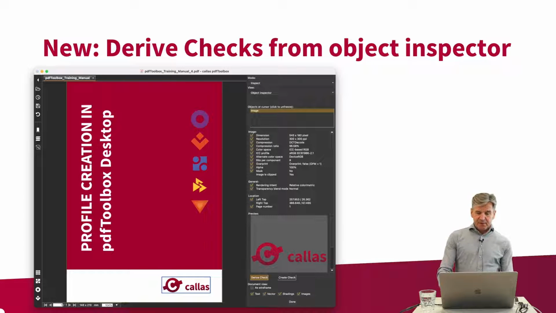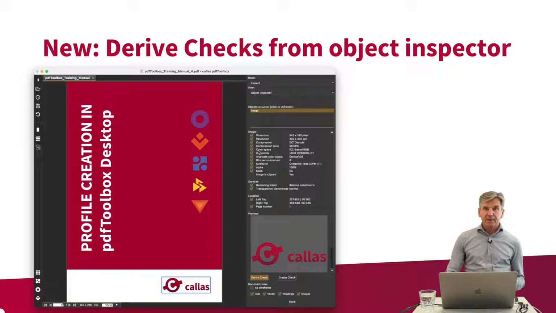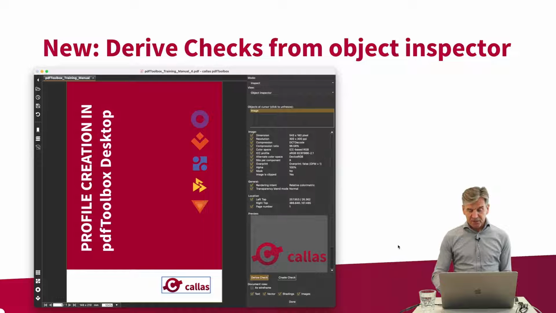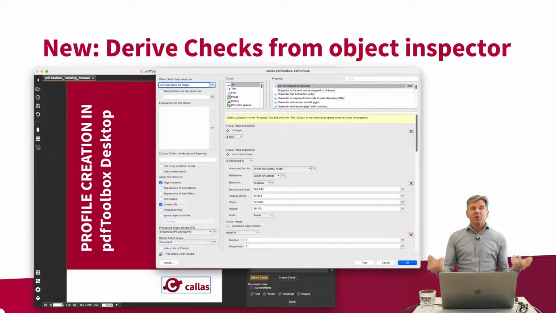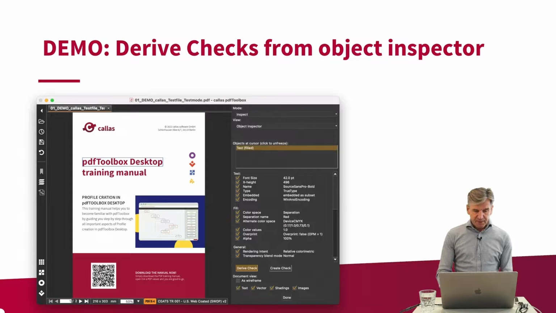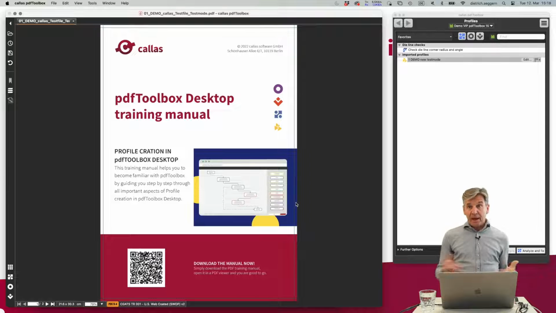When you click on derive check, a couple of checkboxes suddenly appear, and the create check button is enabled. So you can select properties of this object that you want to use in a check. If you then click on create check, it will create a new check for you with conditions for all the properties that you had selected. So let's have a look. And I really have to say, this turned out to be very, very powerful. We had this on the list, but we were surprised how nicely it really works when you deal with it.